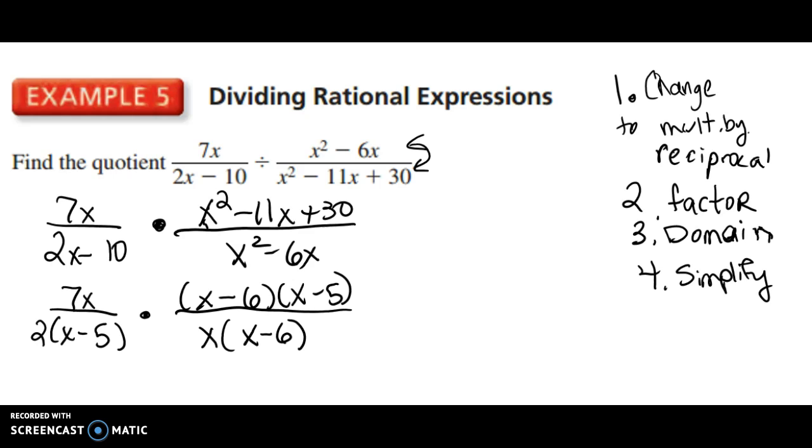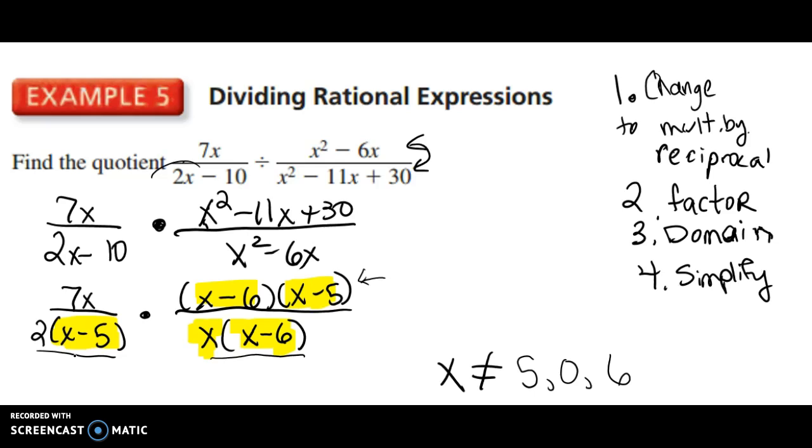Before we start crossing things out, let's state our domain. X can't equal positive 5 from that part. It can't equal 0 because of this x. It can't equal positive 6 because of this one. It also can't equal positive 6 because of this one and positive 5 because of this one, because these two were originally in a denominator. So you're always going to get your domain from the first denominator, the second denominator, and the second numerator. So again, it'll be 5, 0, 6, 5, and 6 again, but I already have them written down.